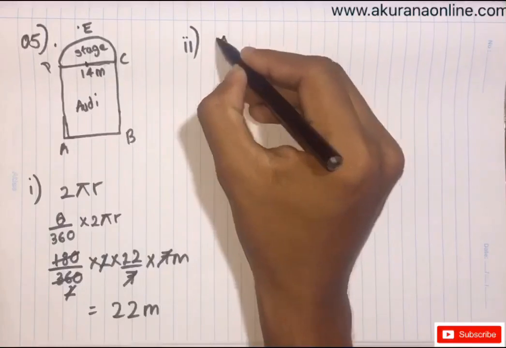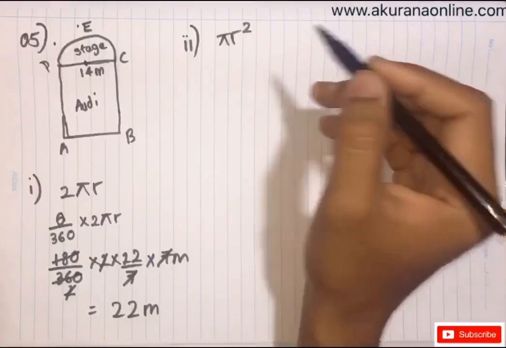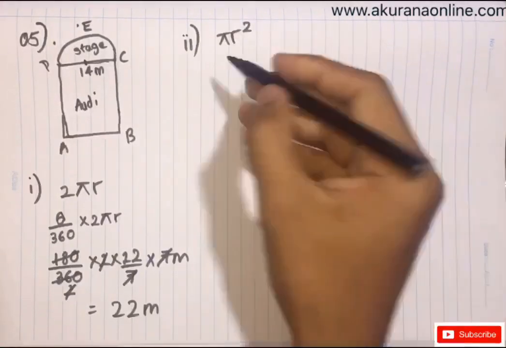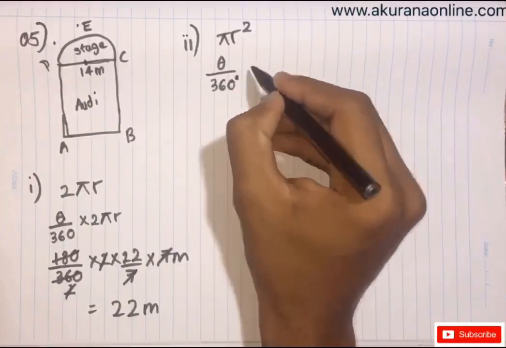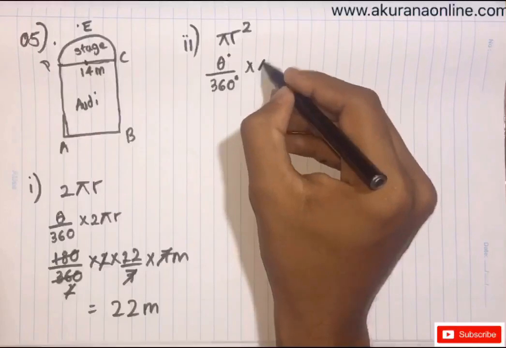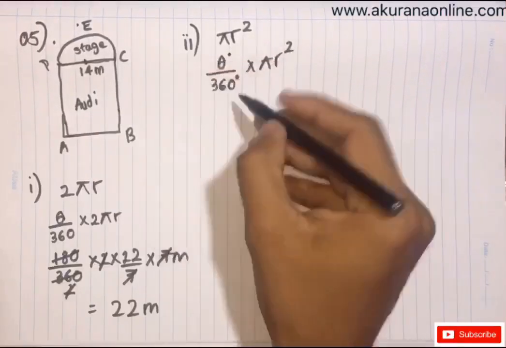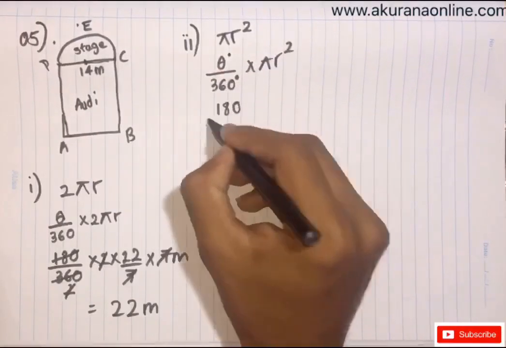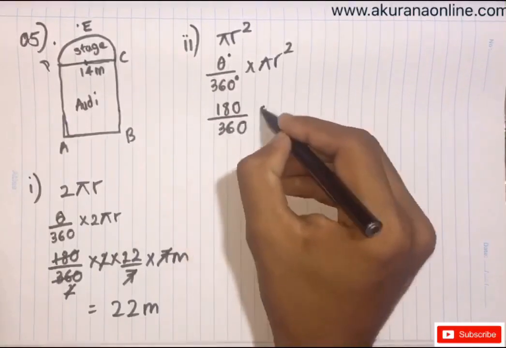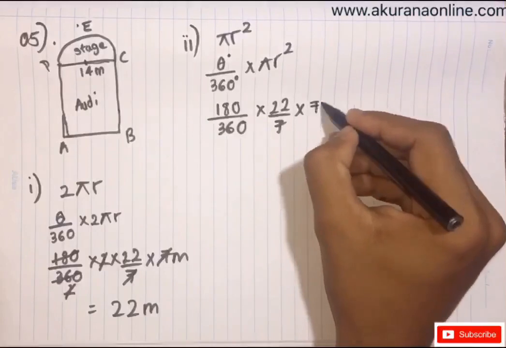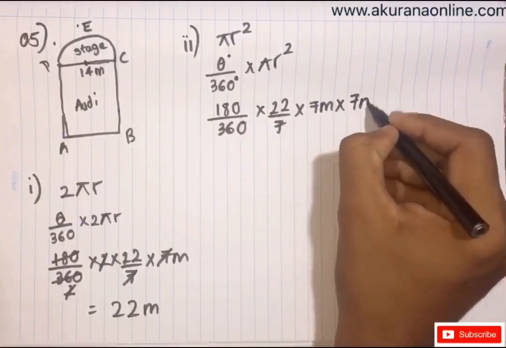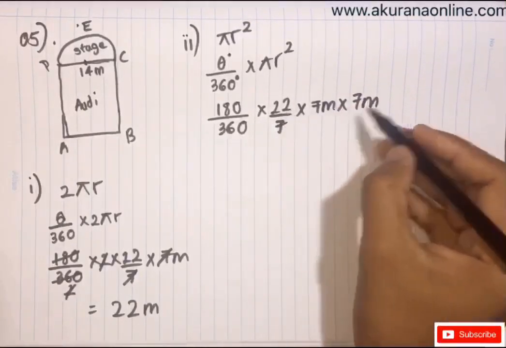The area of a full circle is pi r squared. Since it's a part of a circle, a sector, you have to write theta over 360, theta being the angle, into pi r squared. Now here theta is equal to 180 degrees over 360. Pi is 22 over 7. The radius is 7 meters multiplied by 7 meters. Don't forget to write the units.